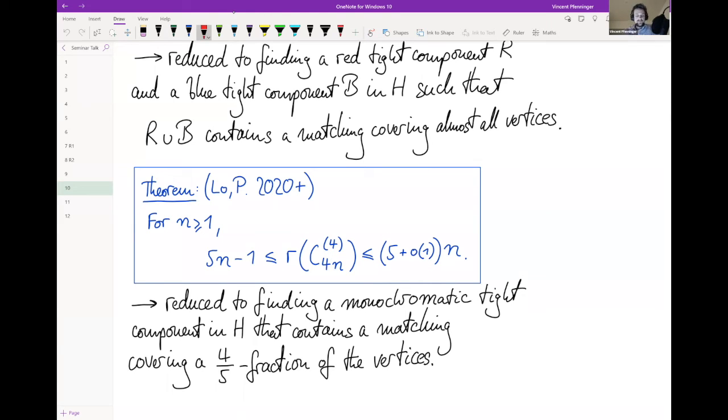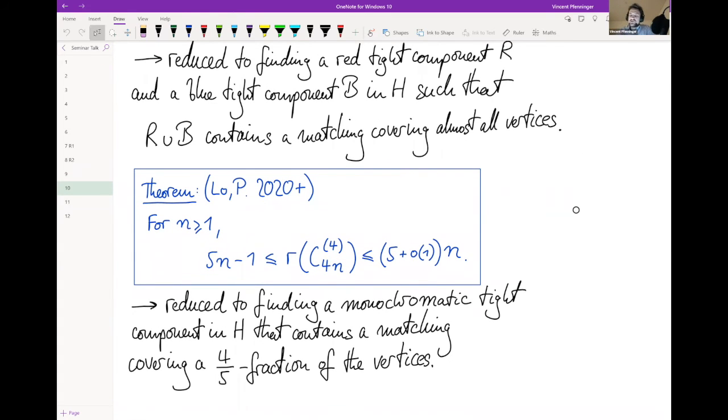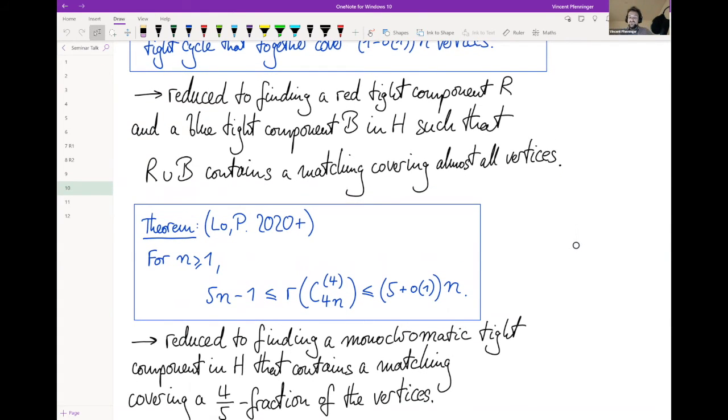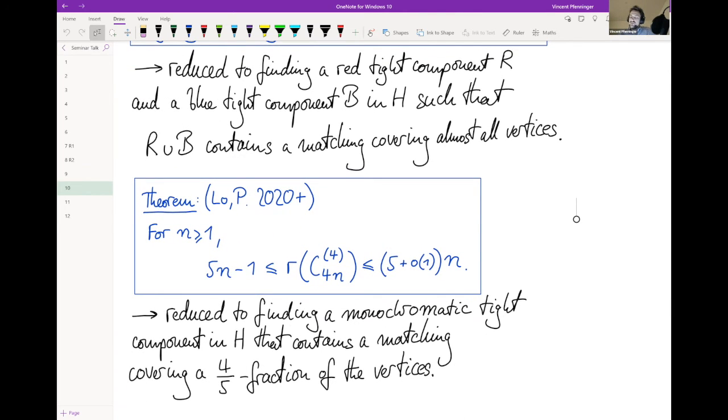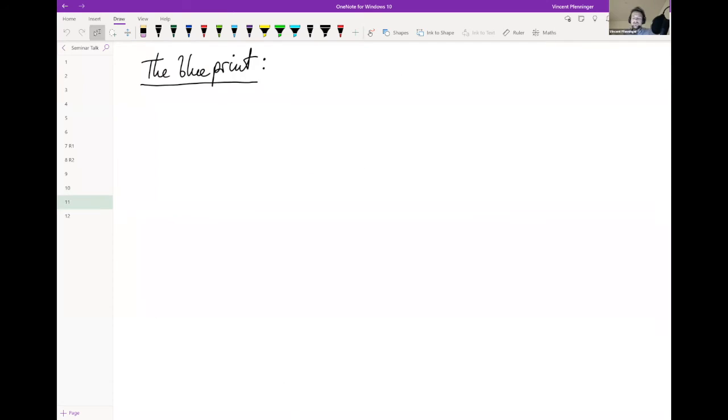Okay, so basically the first step in the proof is finding good components that contain these matchings. So we're looking for good red and blue type components. Okay, so I'll now talk a bit about how we do that. To do that, we introduce an auxiliary graph, which we call the blueprint, and that is designed to help us find these special monochromatic type components.